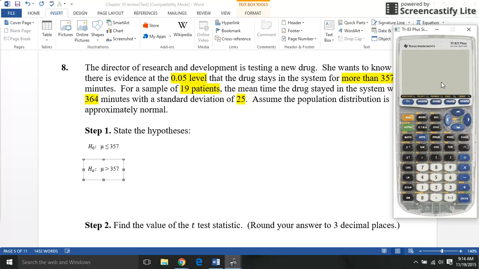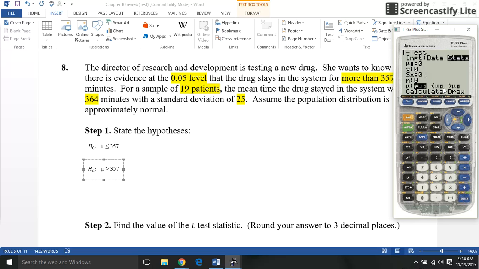So for this one, I'm going to go to stat, go over to test, and go to number 2, t-test. Again, we know it's a t-test because nowhere in here does it show that there's a population standard deviation. Scroll over to stats and hit enter. And look, it changes your screen.